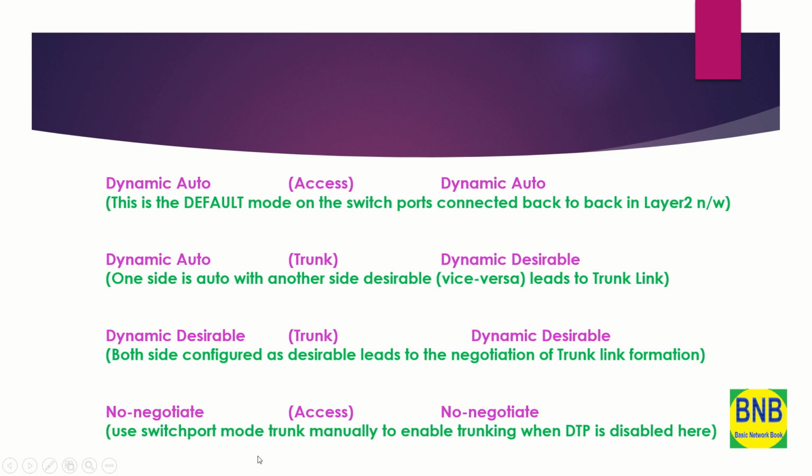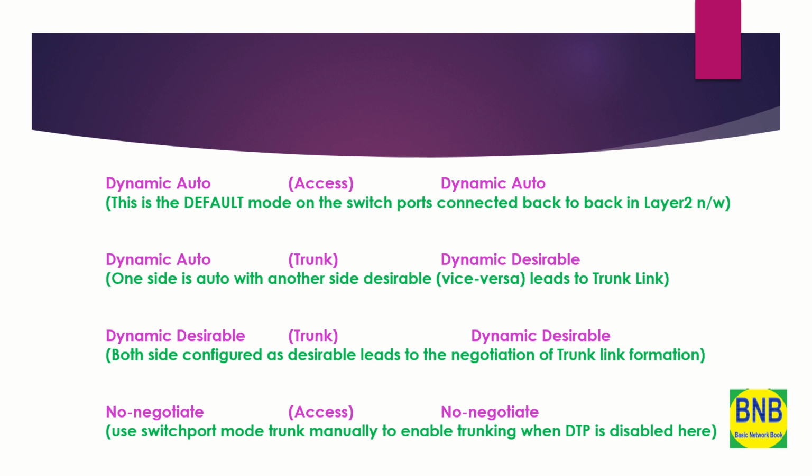You can use switchport mode trunk, like switchport mode access, to get the trunk link between these two switches. You can see this note: you can use switchport mode trunk on these two ports connected back-to-back between the switches to enable trunking, as always, instead of DTP.